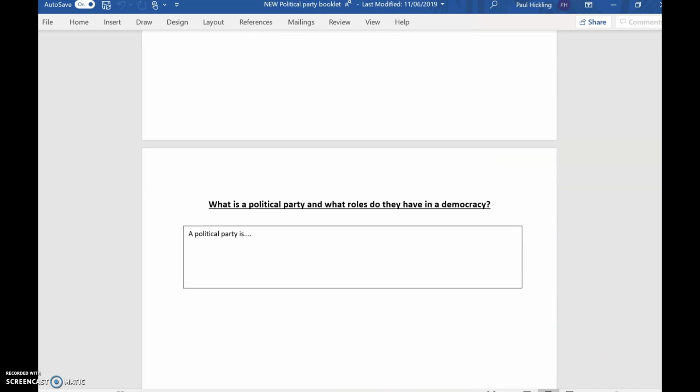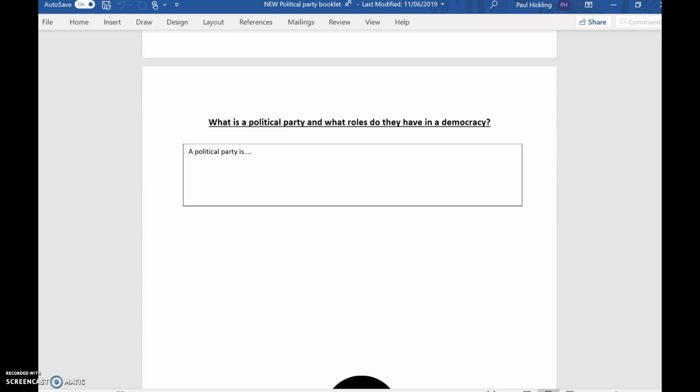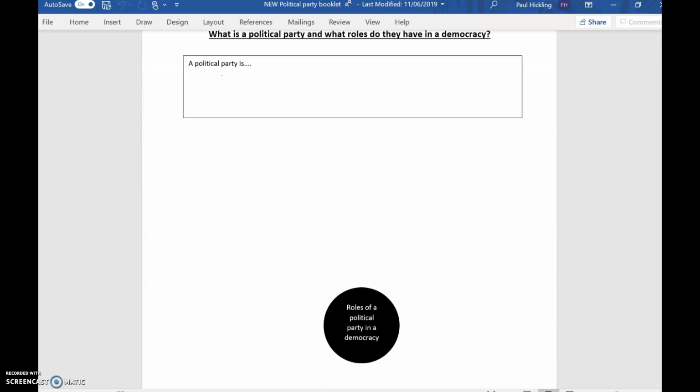Now, to begin with, you need to know what is a political party. And again, if you look in the Edexcel textbook, they have a definition. I think it's got some little bullet points on it. And then what you need to do is complete this bit here, where there's like a black blob in the middle: roles a political party plays in a democracy. So this is the roles and functions of a political party.